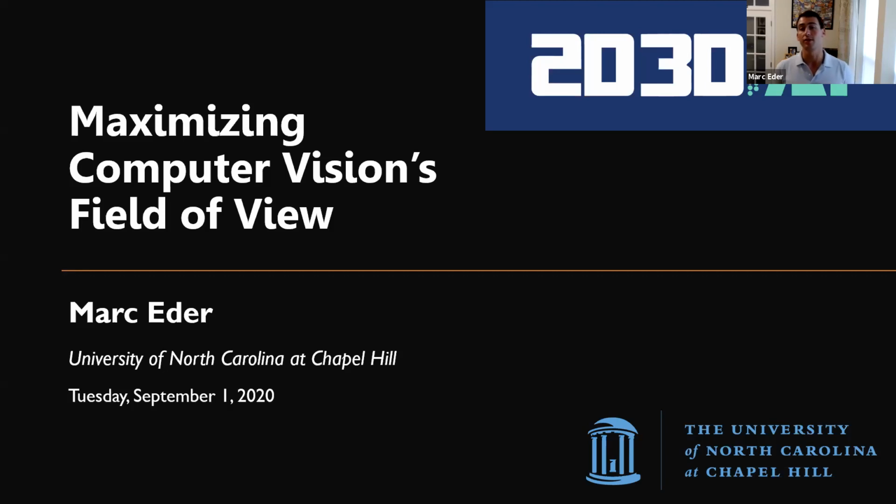The last few years have seen the emergence of technologies and devices that allow us to capture the entirety of our surroundings with a single click. And so now the question is, what do we need to do in order to leverage these new technologies if we want to maximize computer vision's field of view?